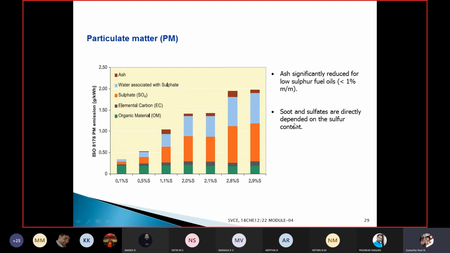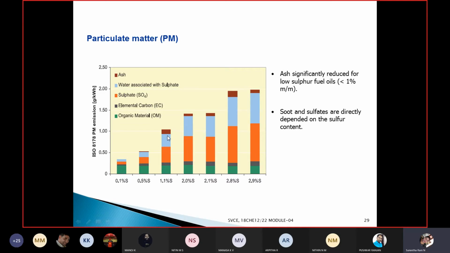Soot and sulfates directly depend on the sulfur content. So why is sulfur very important? See the colors here: this is the ash, this blue color is water associated with sulfate, the orange color is sulfate SO4, the gray color is elemental carbon, and organic material is green. So all of this contains sulfur, mainly based on the sulfate or the sulfur size.